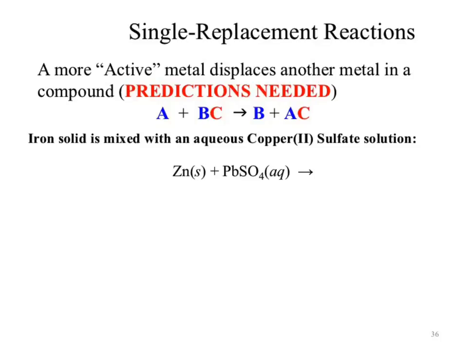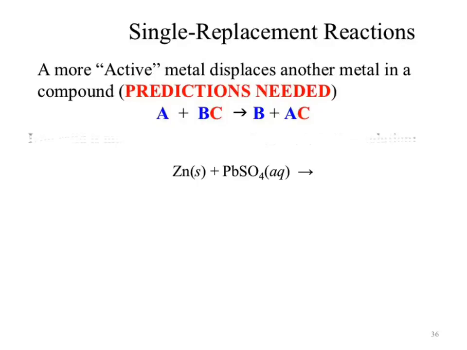You are required to be able to tell me what the products are. So, if we take a look at an example, the iron mixed with the copper 2 sulfate is a horrible example, and I have yet to get that edited out of the slides. I do apologize for that. But what I did do was fix it and move to a different example, zinc with the lead sulfate, because that is an example you can work with. So we want to go through and do the single replacement on this.